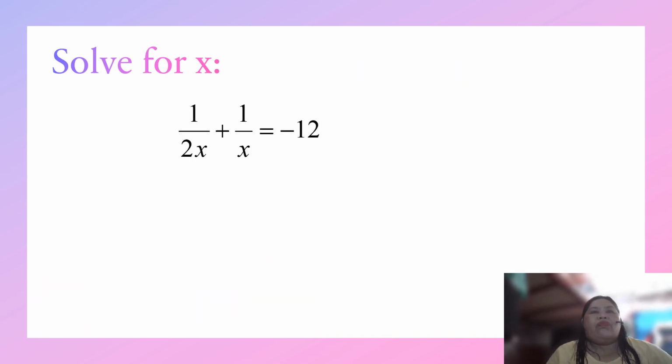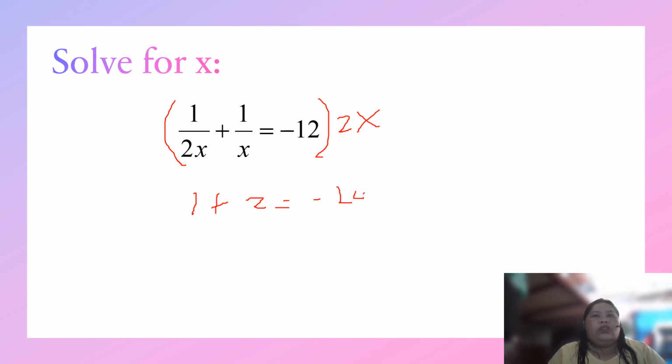Okay, next. Since we have 2x and x, we can multiply both sides by 2x. 2x divided by 2x is 1. 1 times 1 is 1, plus 2x divided by x is equal to 2 times 1, 2. And we have negative 12 times 2x, which is negative 24x. So we have negative 24x divided by negative 24. Then 1 plus 2 is 3. So 3 over negative 24 is equal to x.